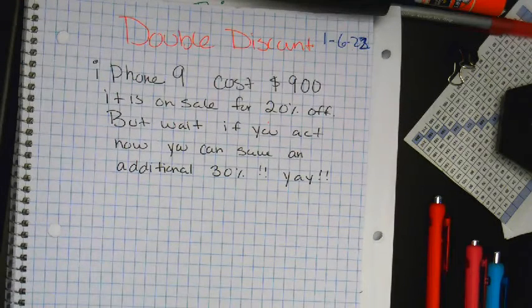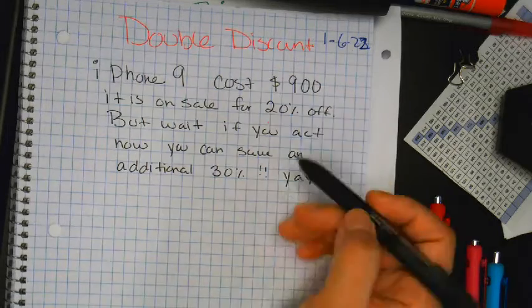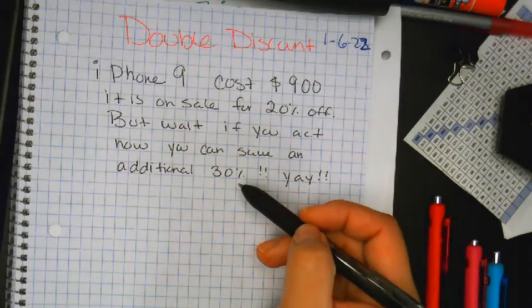So we have 2 discounts. Double discount, right? What's the first thing kids think we have to do? Add the percents, which is incorrect. You do not add the percents. It's not going to be 50% off. It's not going to be 20 plus 30 is 50. Oh, it must be 50% off.